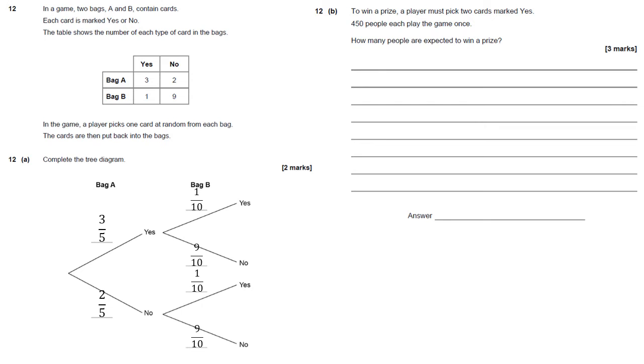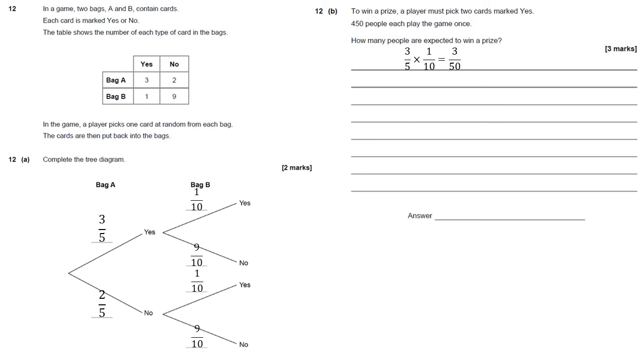For part B, to win a prize, a player must pick 2 cards marked yes. 450 people each play the game once. How many people are expected to win a prize? So the first thing to do is to work out the probability of winning a prize. So picking 2 cards marked yes, the only way we can do that is if we get yes from bag A and yes from bag B.